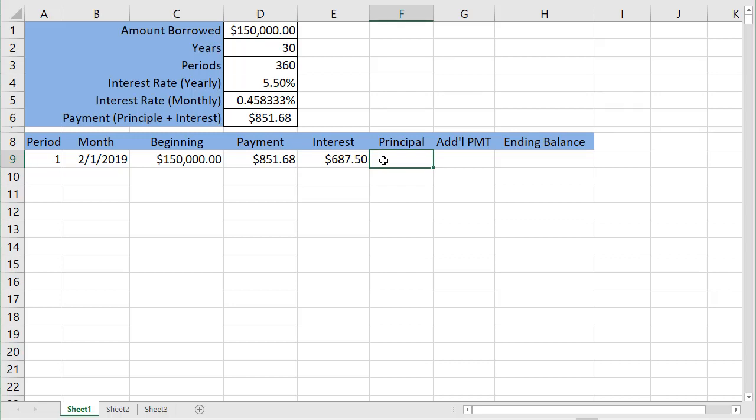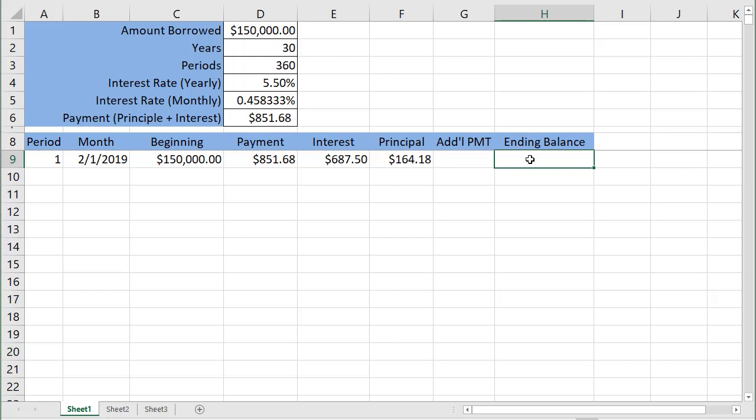So to figure out how much of that payment goes toward principal, it's pretty simple. I just take the monthly payment amount, I subtract out the amount of interest, and I'm left with $164.18 of that payment goes toward actually paying down the loan.